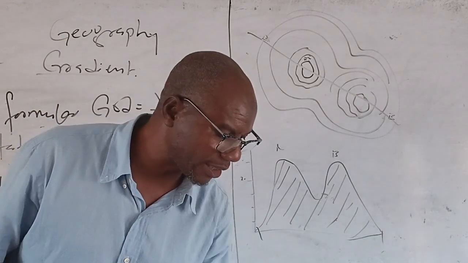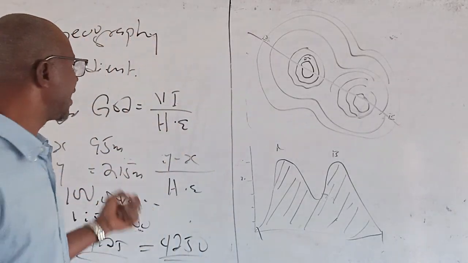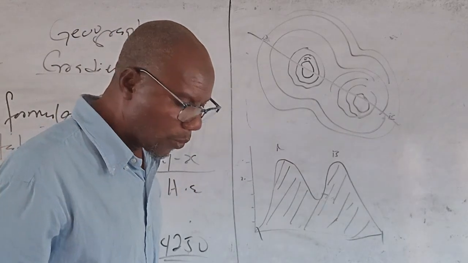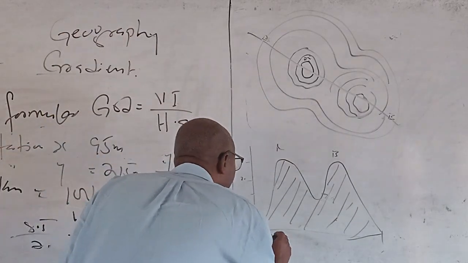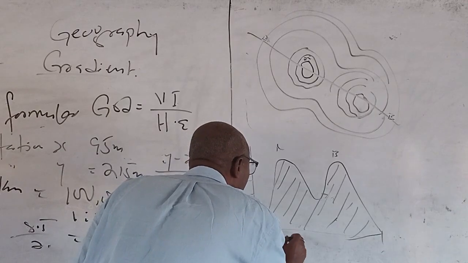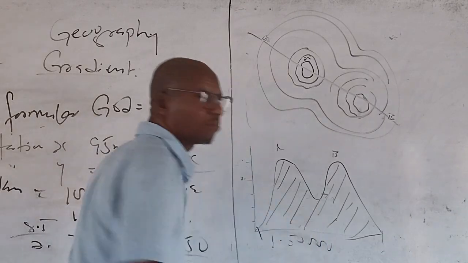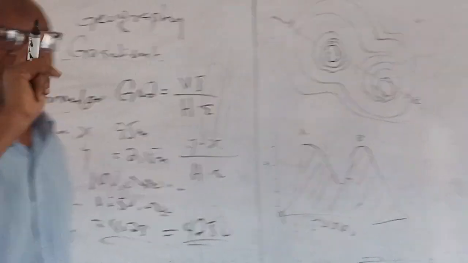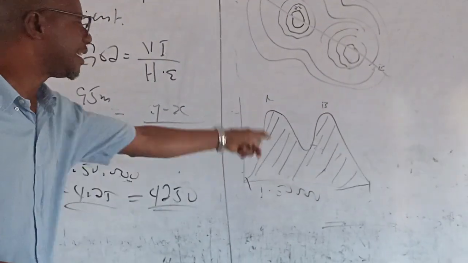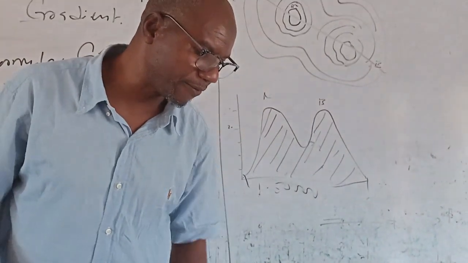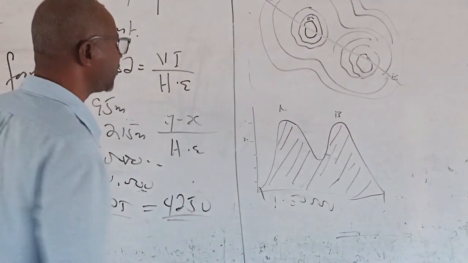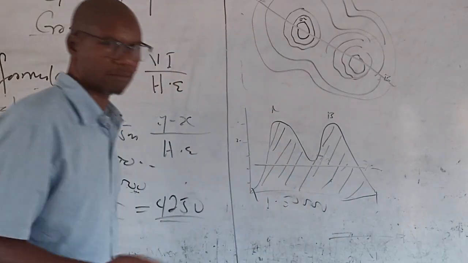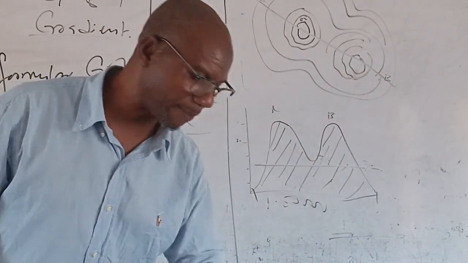Now, let's work this one. Find the average gradient between A and B with a scale of 1:50,000. Check the scale first before you carry out any gradient calculation. The scale is 1:50,000, and the distance between them from here to here is 9 centimeters. What do you do? Apply this formula.